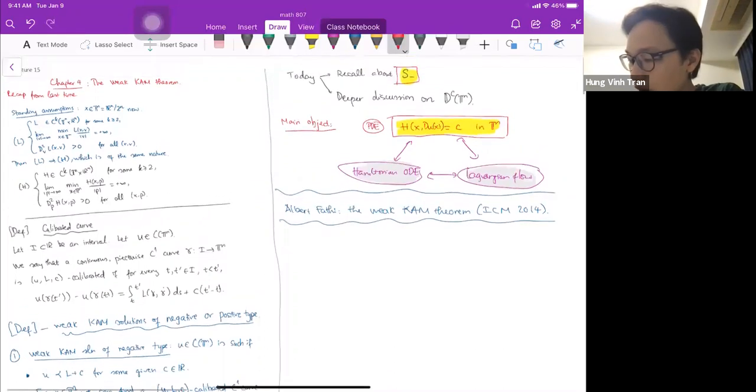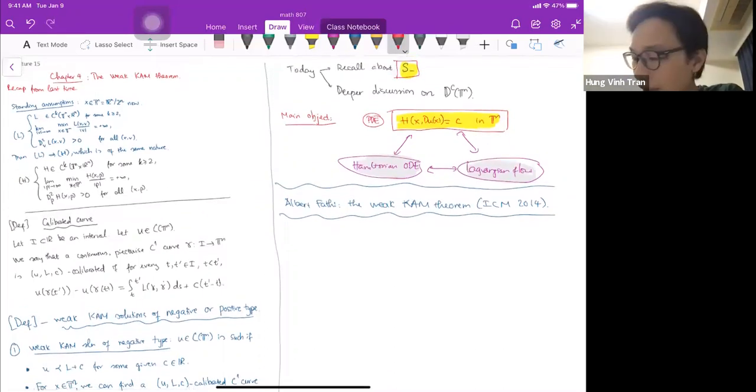So I will recall S minus here, and that's our goal, just a recap of the lectures, and then today is going to be a deeper discussion on the class DC of T^n. I'll remind you what it is.